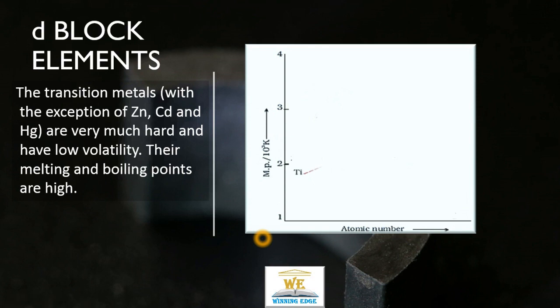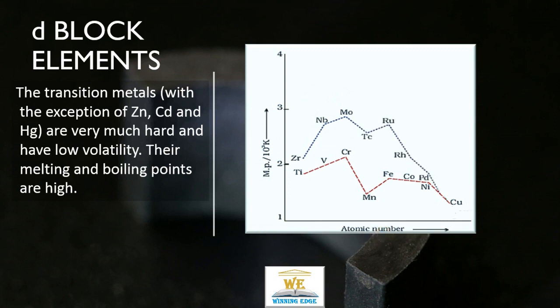Let's start with the 3d series: titanium, vanadium, chromium, manganese, iron, cobalt, nickel, copper. And then we have it here again, the next series, which goes up to silver. And 5d: hafnium, tantalum, tungsten, rhenium, osmium, iridium, platinum, and finally gold.